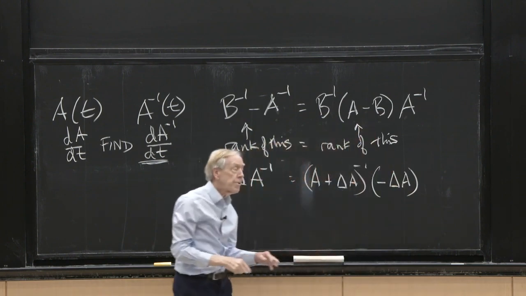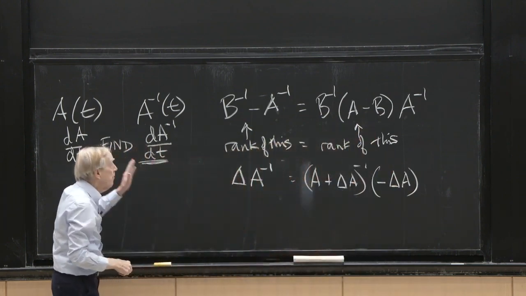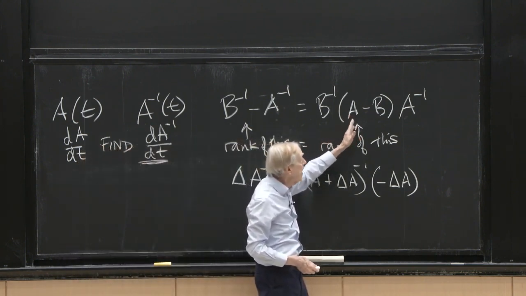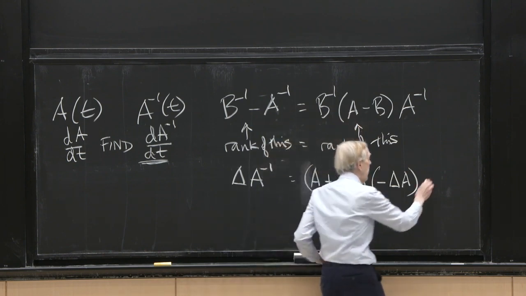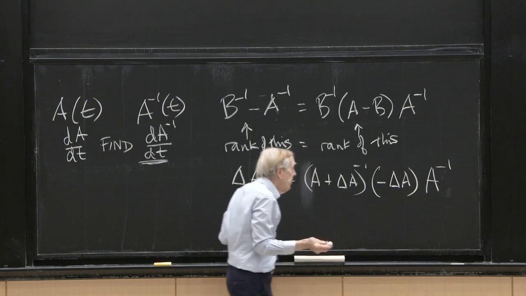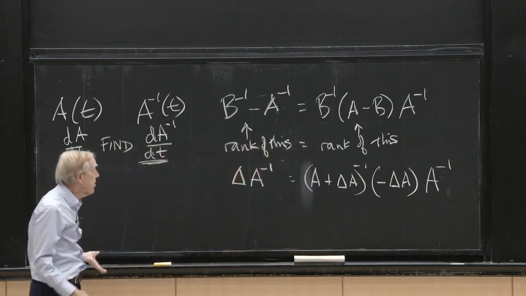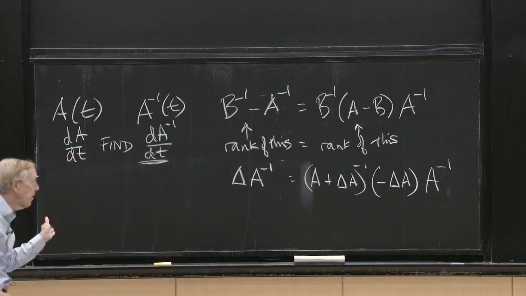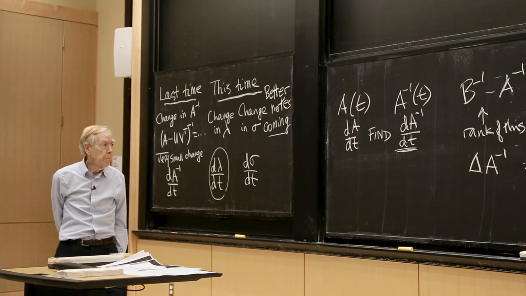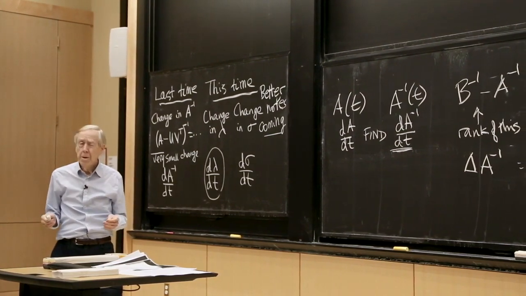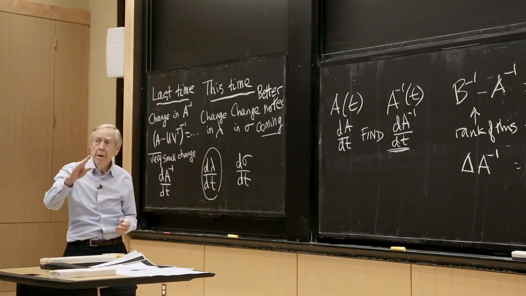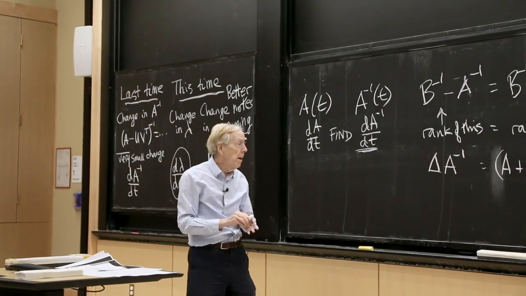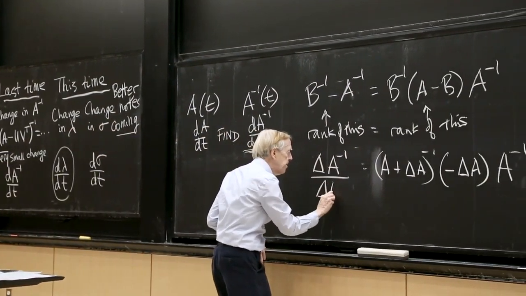Right? The change from A to B is the change. Here I'm looking at the difference A minus B, so it's minus the change, and here I have A inverse. I haven't done anything except to introduce this delta and get B out of it and bring delta in. Okay, now I want to do calculus. So I'm thinking of B as being a little delta t, and I'm going to divide both sides by delta t.